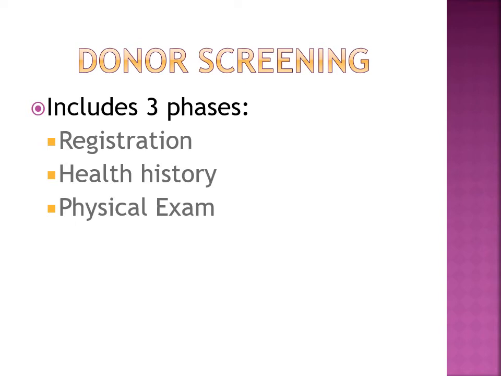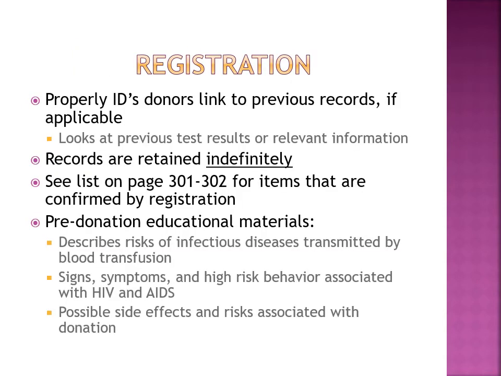Donor screening has three phases: registration, a health history, and a physical exam. So for the registration, we can properly ID the donor and link it to previous records if those are available, if you've done it before. We can then look at previous test results or other relevant information to make sure that you're suitable for donation. These records are retained indefinitely.